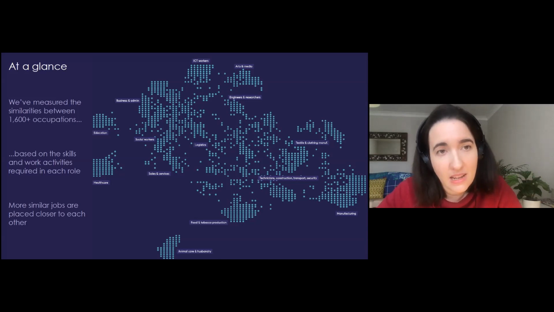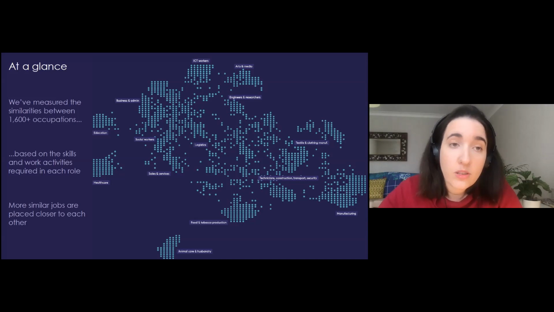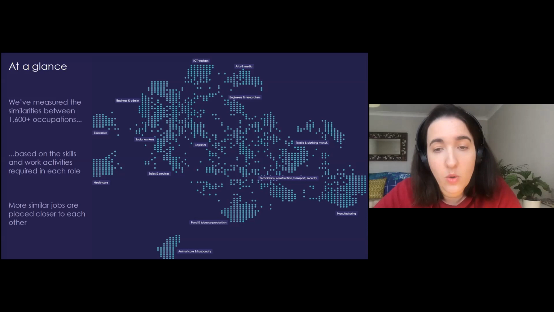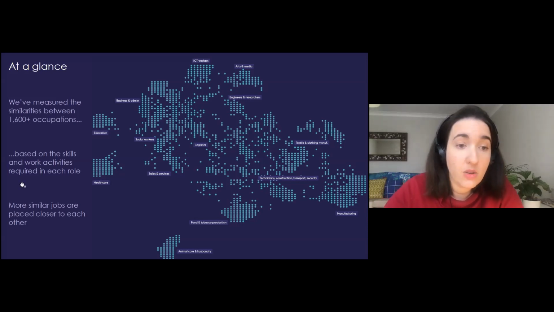So we've taken their occupations, that's the 1,600 occupations, and we've used the skills that they mention, but then we also wanted to bring in information on work activities. So we did that by creating a crosswalk between ESCO and O*NET so that we could bring in information on work activities. We've also just published that crosswalk between O*NET and ESCO, and that's available on our GitHub page if anyone would like to use it, and also ideally improve on it too.